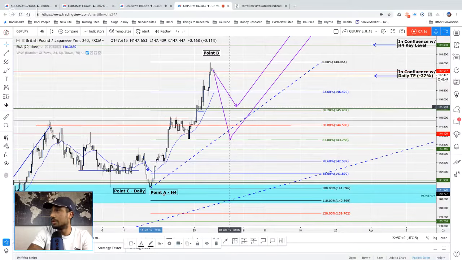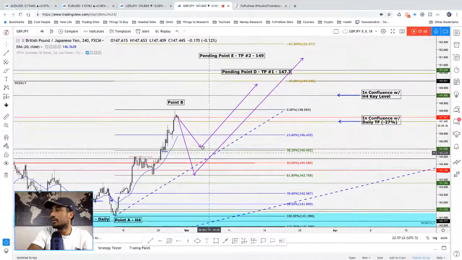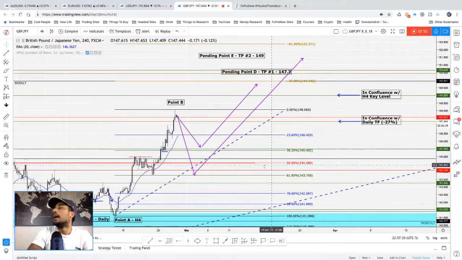It may not be now, and that's completely fine. But what's interesting is we're at confluence with a daily key level. And at the same time, once we actually get to a 38.2, that 38.2 is in confluence with this H4's key level. The 61.8 doesn't, which is fine. But when we have the continuation to the push of the push, to this negative 27%, this is in confluence with my weekly key level, which is pretty interesting.